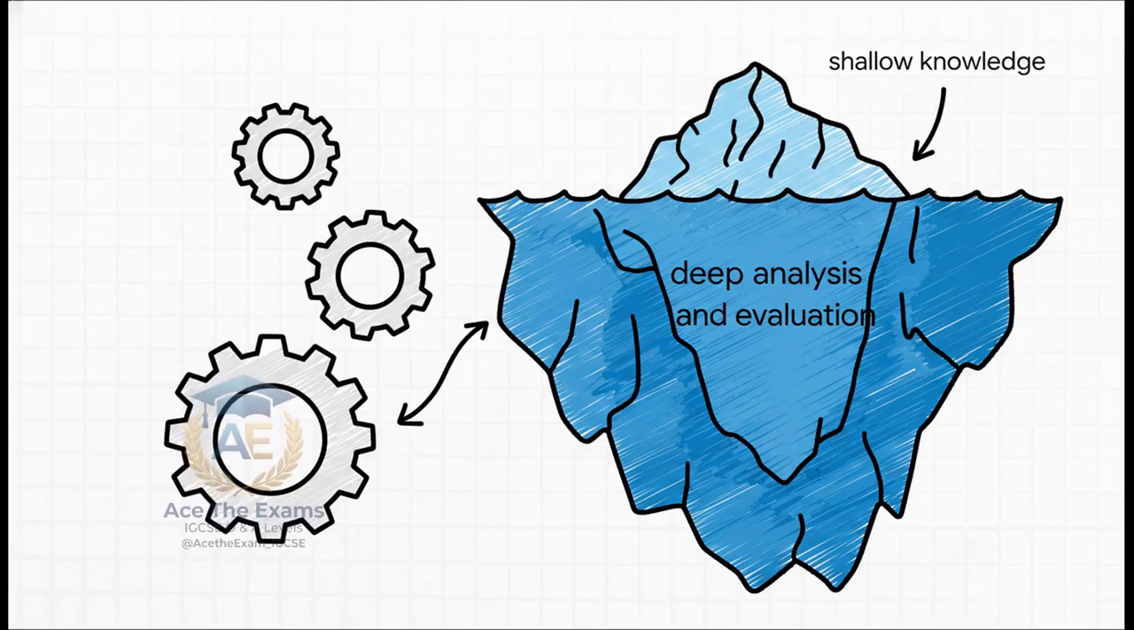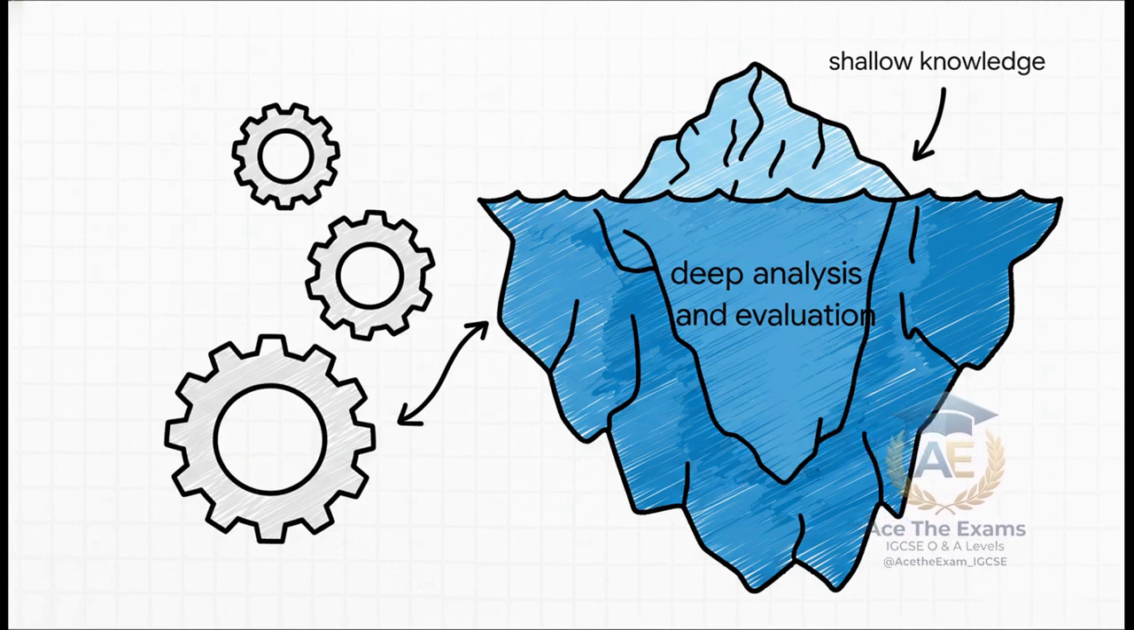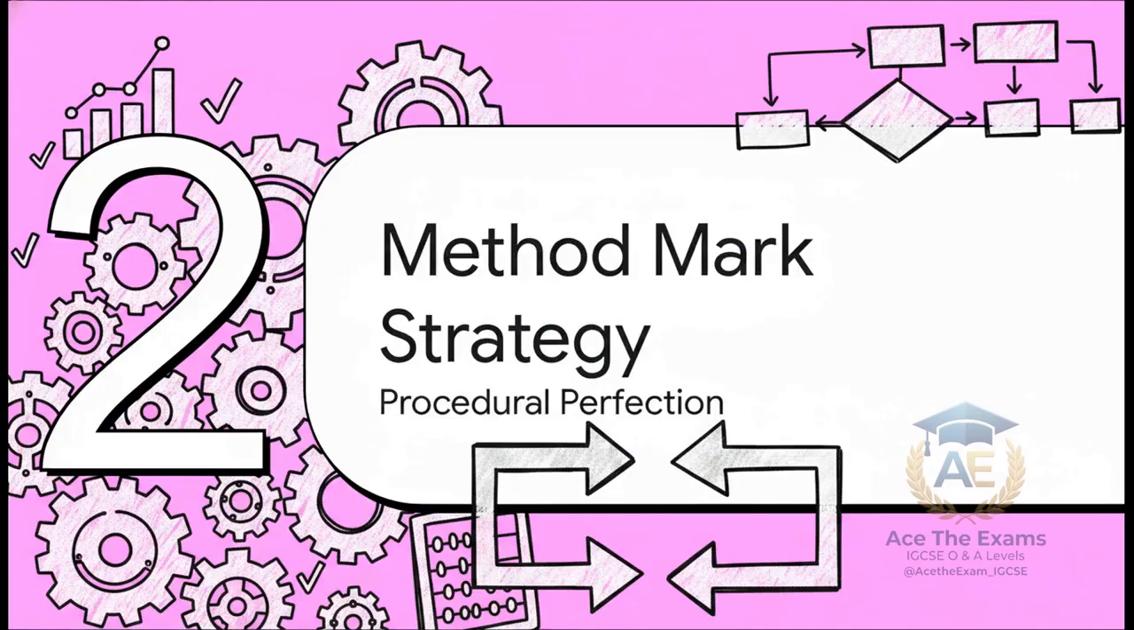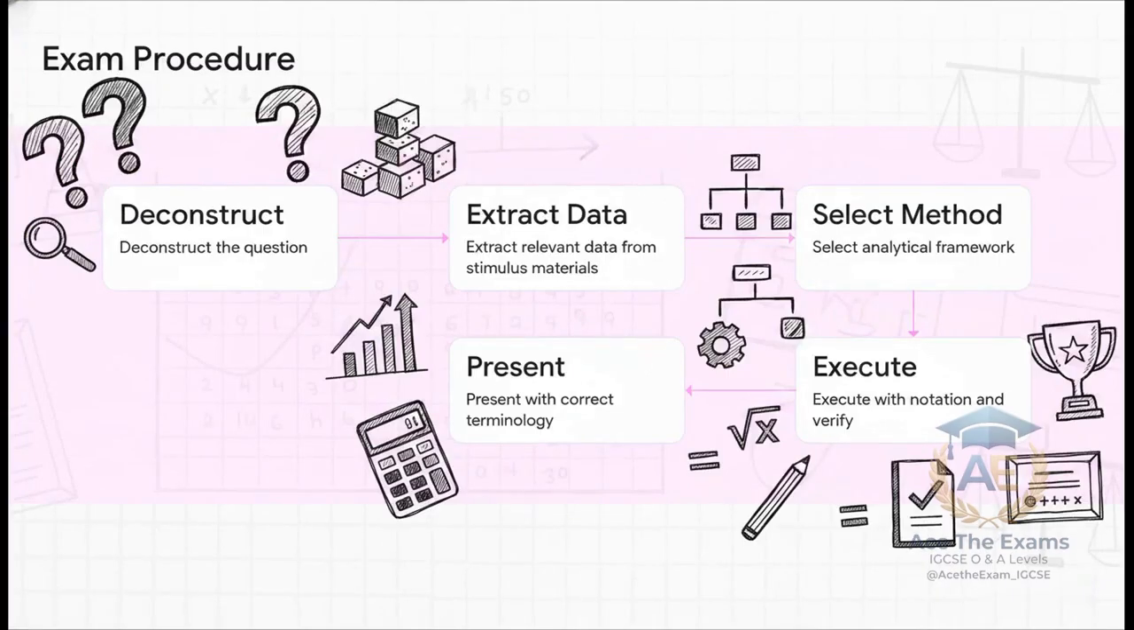You're much better off taking 3 key limitations of the trial balance, deeply analyzing how they impact the specific business in the question, and evaluating what that means for their financial decision-making. Depth wins every single time. Let's move to our next section, Section 2, and see how this builds into the method mark strategy for procedural perfection. The crucial point here is following this exact procedural framework in the exam room to ensure your systematic processing captures every possible method mark.